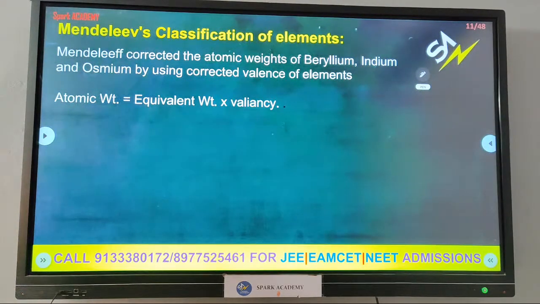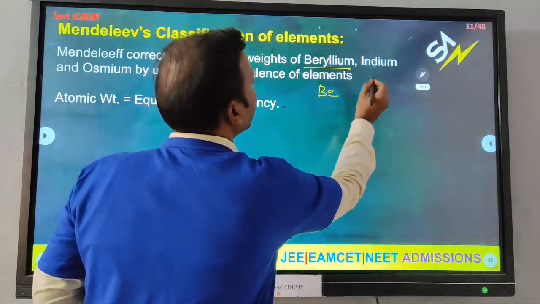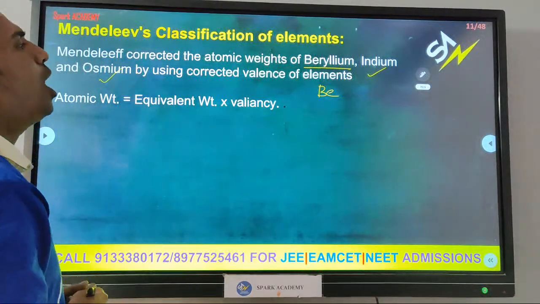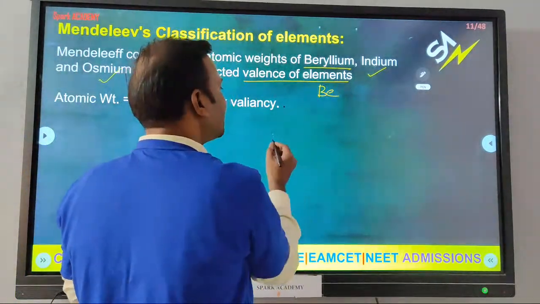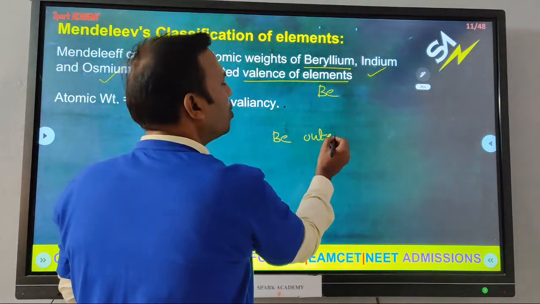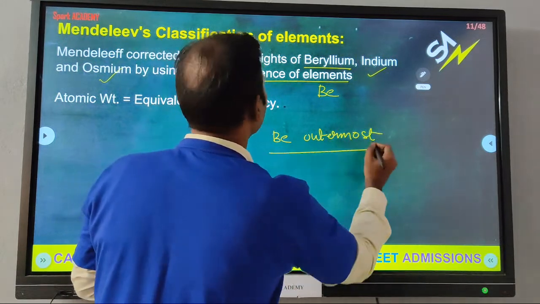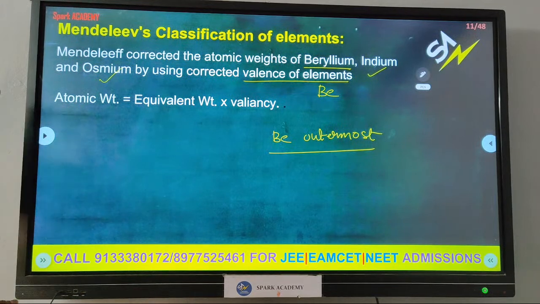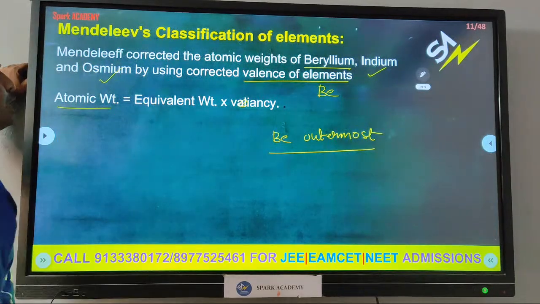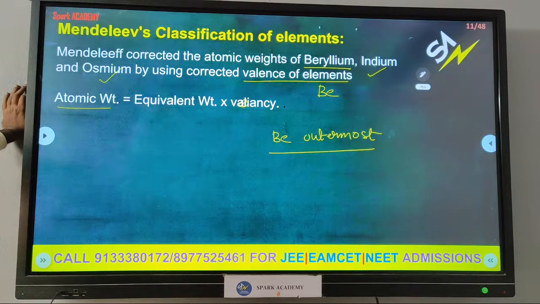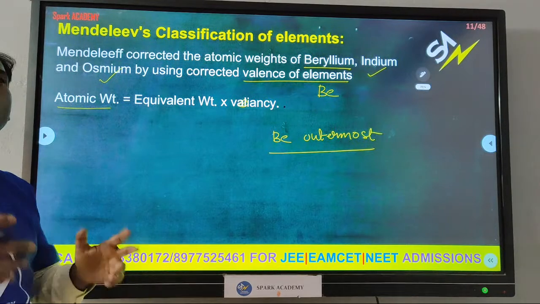Mendeleev also corrected the atomic weights of some elements that were wrong in previous periodic tables, like beryllium, indium and osmium. How did he correct them? He used valency electrons. Valency electrons means the outermost orbit electrons. According to that, atomic weight is equal to equivalent weight into valency. He got the correct weights of beryllium, indium and osmium.